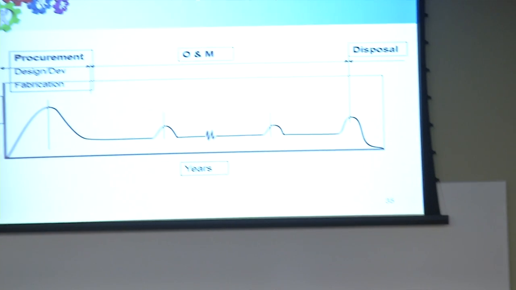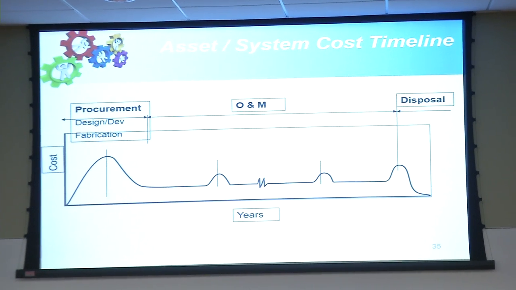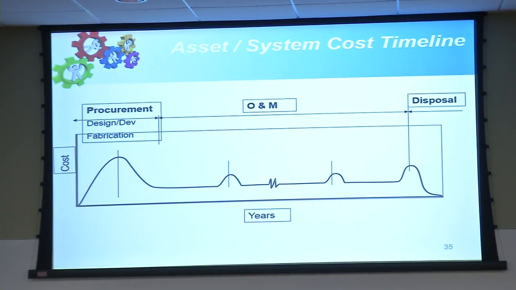Then we have operation and maintenance and disposal when the need is over. That's the utilization phase. Over the last 50, 60, 70 years, we have been maintaining this here, and never got involved here. This is kind of how it goes: design, development, procurement, then the O&M phase for many, many years, 25, 30, 40 years, then we dispose it.